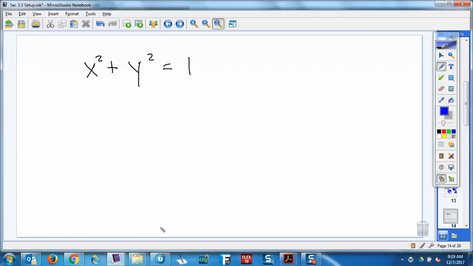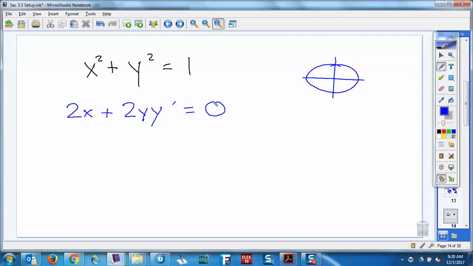Okay, let's do this one. What's the equation of this look like? What's a graph of this look like? This is a circle, right? Well, clearly a circle has slopes. It's not a function, but it has slopes, right? So let's do the derivative of this. So the derivative of the left side would be 2x plus 2y prime equals 0. The derivative of 1 is 0.